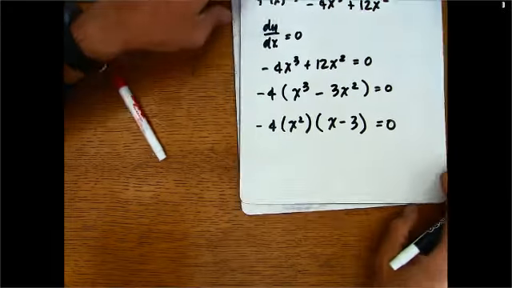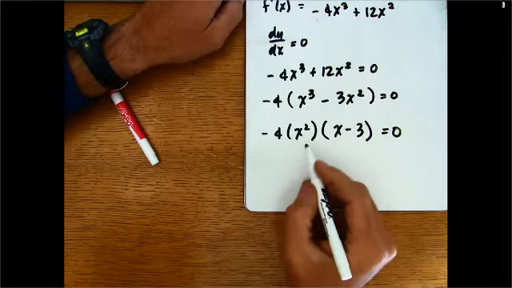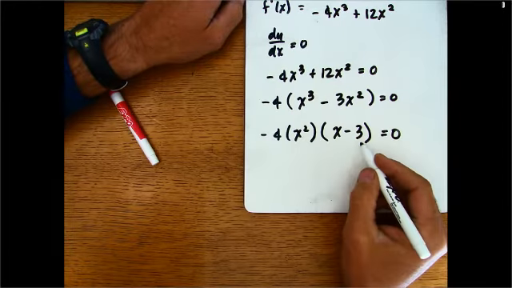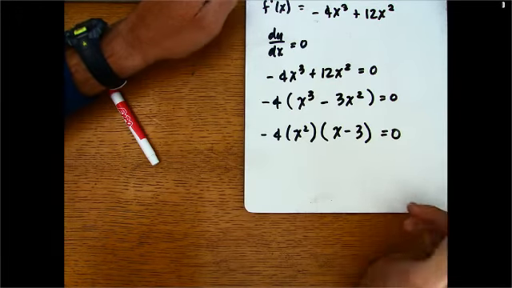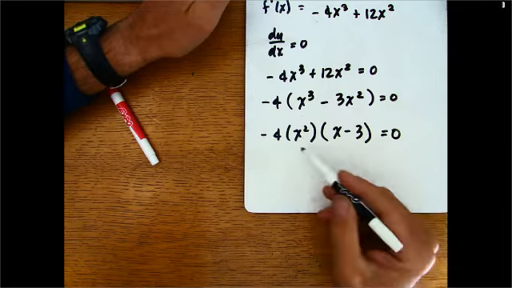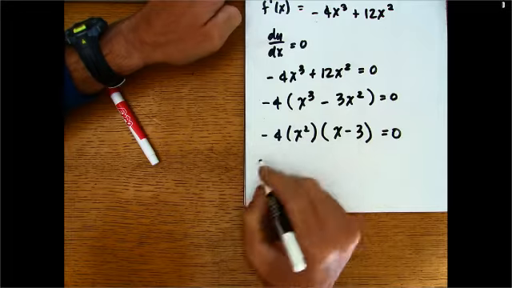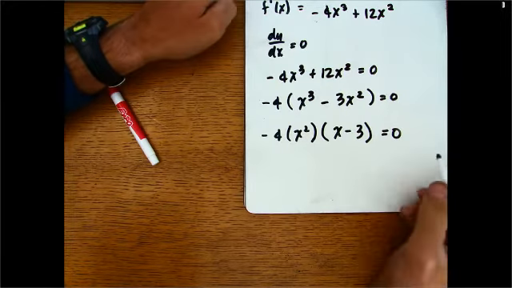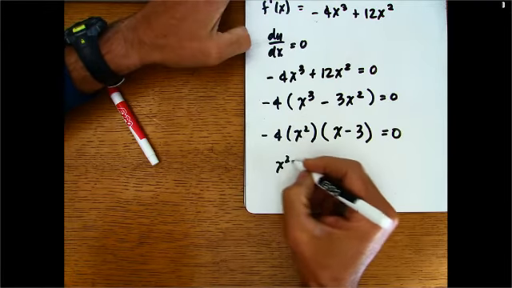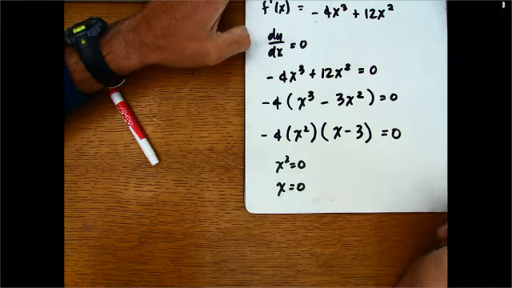So now I can use the zero product rule that says, if I have one number times another number equal to 0, then one of those numbers has to be 0. That's the only way you can get a product of 0 is if one of the multiplicands is actually 0. So either negative 4 is 0, well, that can't ever be, or x squared is 0. Well, that can only happen when x is equal to 0.